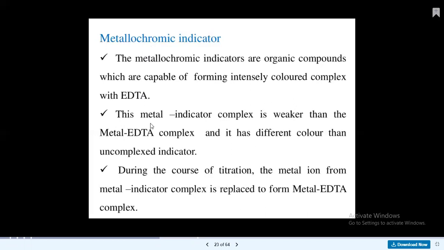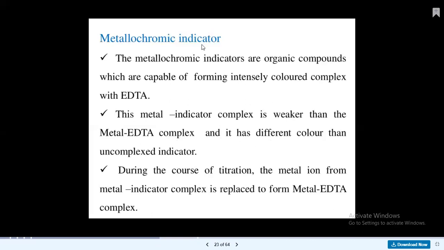Next, here they have written it correctly: this metal indicator complex is weaker than that metal EDTA complex, and it has a different color than the uncomplexed indicator. During the course of titration, the metal ion in the metal indicator complex is replaced by EDTA, forming the metal EDTA complex. It is not so complex, it is very easy.